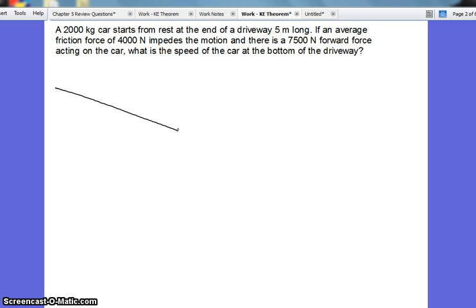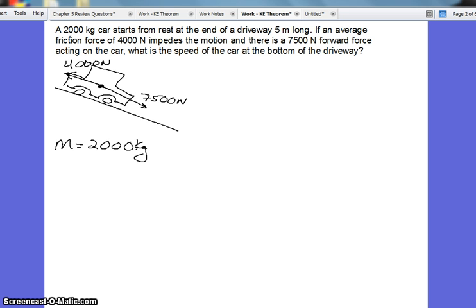So here's our driveway. We'll draw our situation. There's a forward force of 7,500 newtons and a backwards frictional force of 4,000 newtons acting on the car. We'll write down our givens. The mass of the car is 2,000 kilograms. We also have that it starts from rest. And we have that the driveway is 5 meters long.